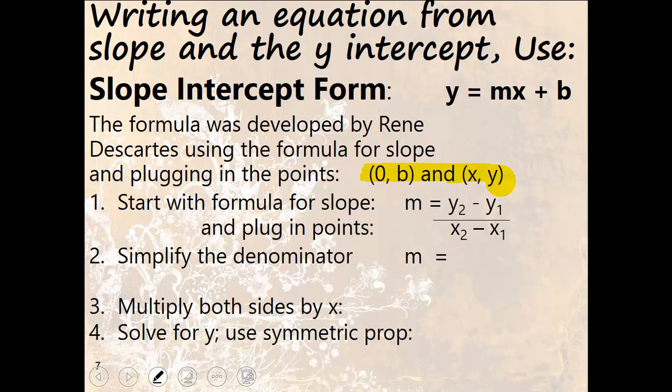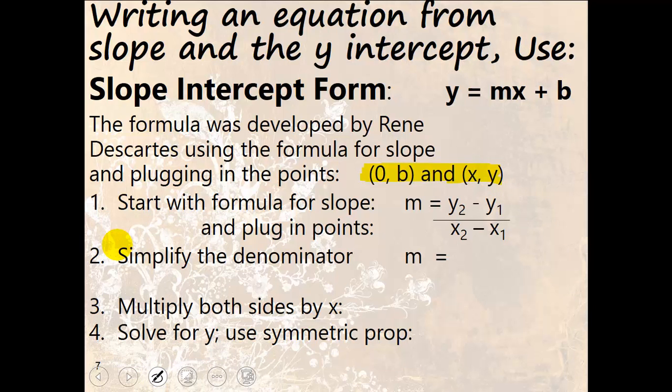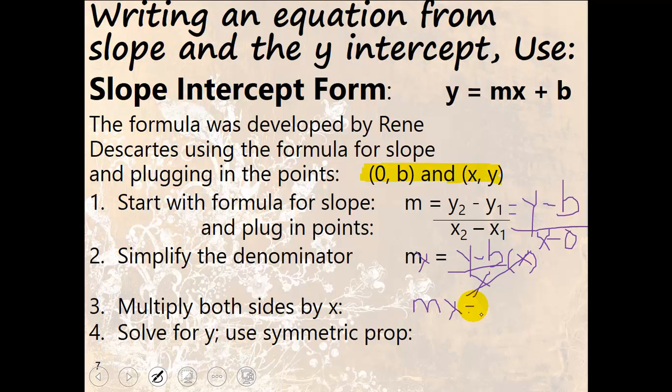So we're going to go ahead and do it. We're going to develop this so that maybe it'll stick better. So now I'm going to do y minus b over x minus 0. I'm going to simplify that denominator, and I get m is equal to y minus b over x. Now I'm going to multiply both sides times x, so I get it out of my denominator. These are going to cancel, and I get mx is equal to y minus b.